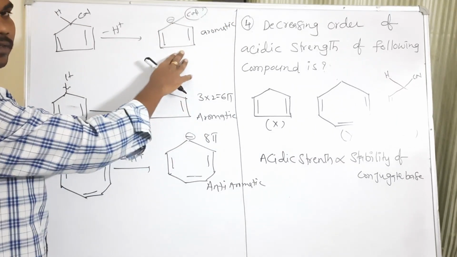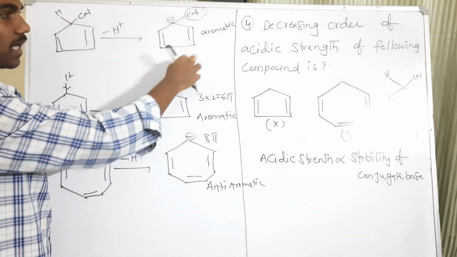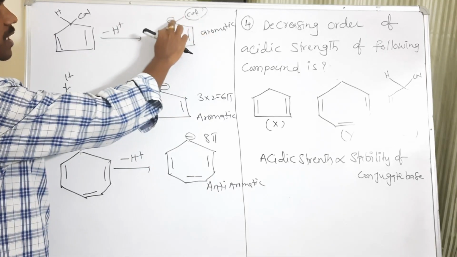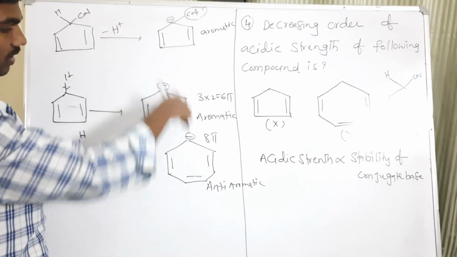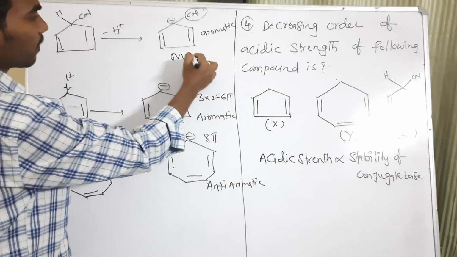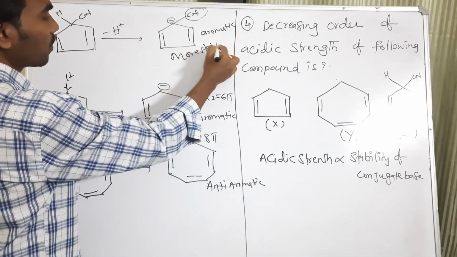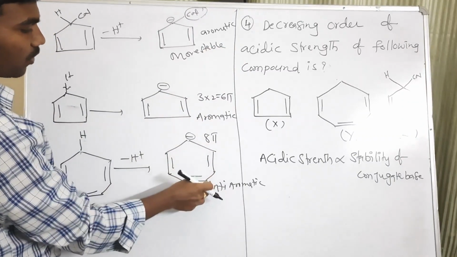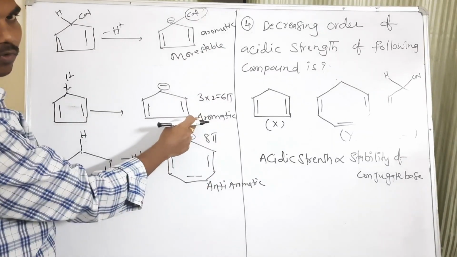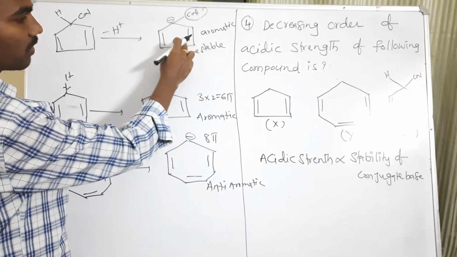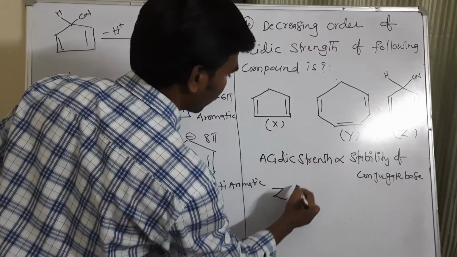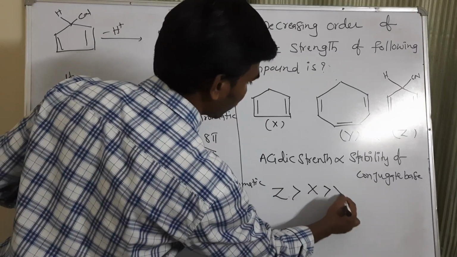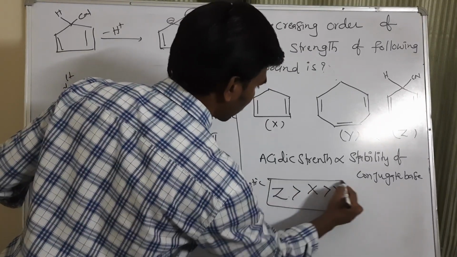There are two benefits here. Aromaticity is there as well as the electron withdrawing group stabilizes the carbanion. So among the three, this one is more stable. Between anti-aromatic and aromatic, aromatic is more stable. So the first stability order will come for this. The order is Z will come, then X, then Y.